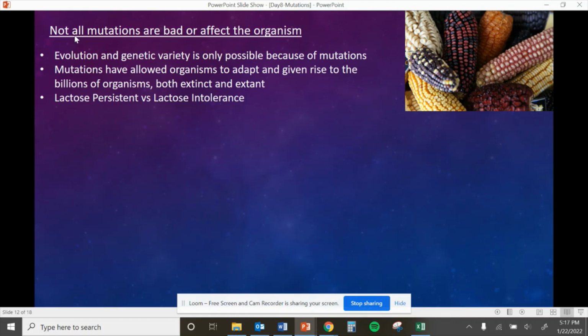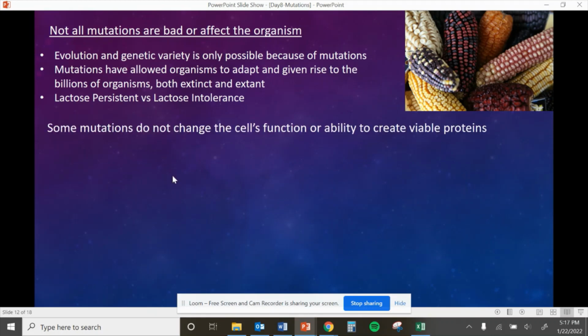Okay, mutations are why we are able to have people able to digest lactose. So in the past, just like other organisms, our young drink milk, but over time we kind of lose that enzyme to break down lactose. But because of a mutation, we now have people who are able to be not lactose intolerant and drink milk later on.